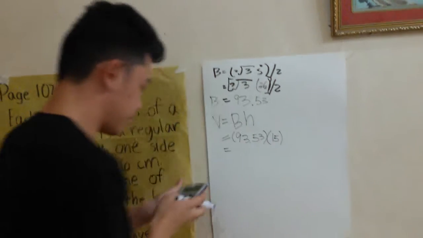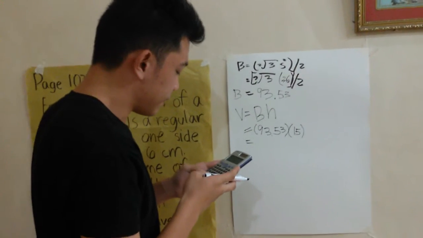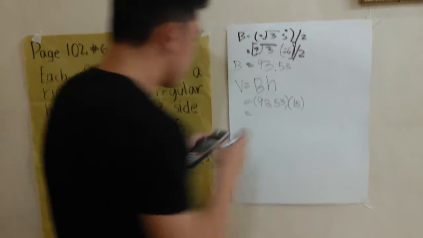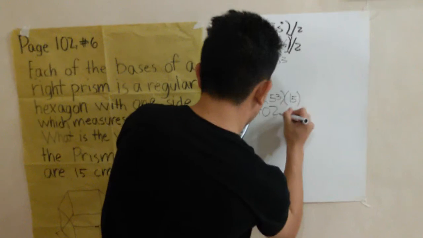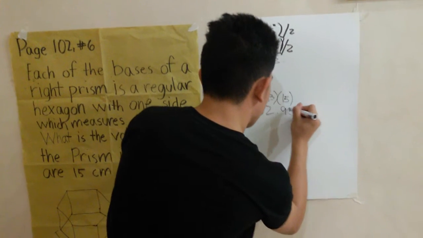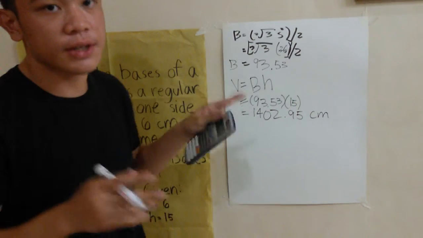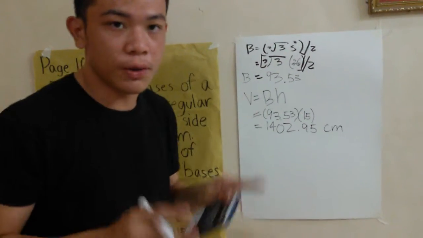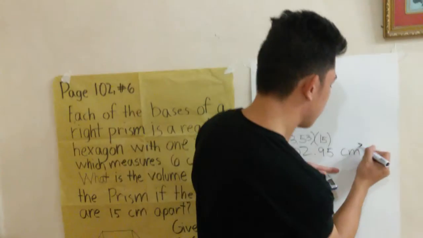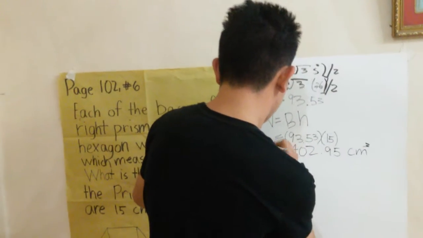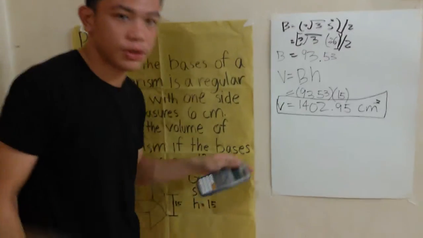So the answer would be 93.53 times 15. The answer is 1402.95 centimeters. It will not be squared because it is volume. So when it is volume, it will be cubed. So our answer is 1402.95 centimeters cubed.